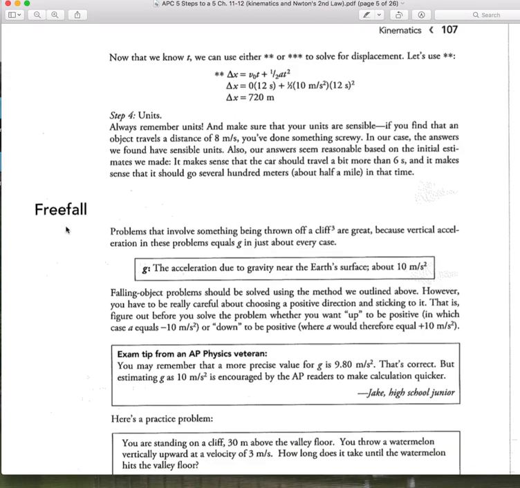Freefall, useful to know. By definition, freefall is something where the only force acting on the object is gravitational force. So on Earth, the acceleration would be g, which is 9.8 meters per second squared, the same as the gravitational field strength of 9.8 newtons per kilogram. AP is perfectly fine if you use 10, but I'm betting this year everything's going to be in variables, so it would be g.